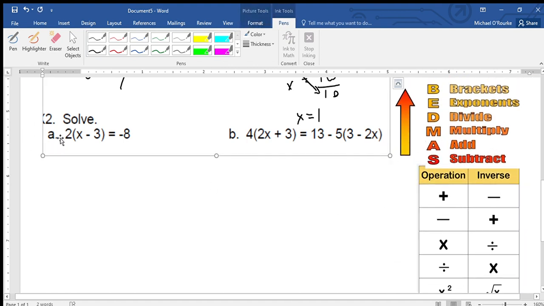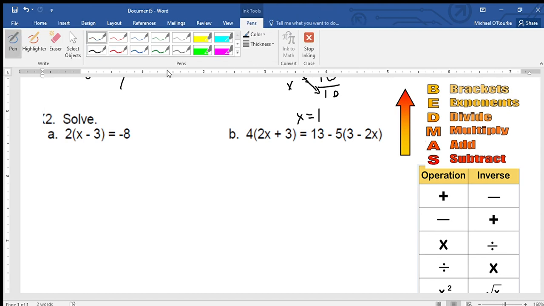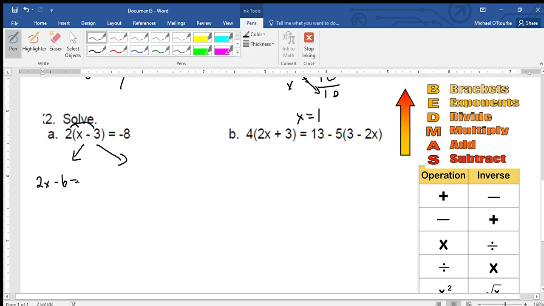Good. Now this one. I'm going to do this one 2 ways. So the one thing I could do first is I could rainbow this in and expand it, which will give me 2x minus 6 equals negative 8. Now I need my variable by itself, so I'm going to move this over. So 2x equals negative 8. Negative 6 on this side becomes a positive 6 on this side. So it's going to be plus 6. Let's reduce it. Equals negative 2.